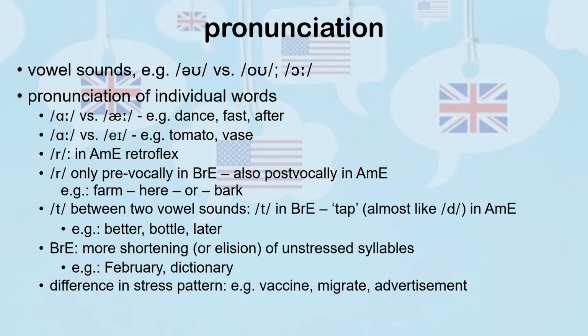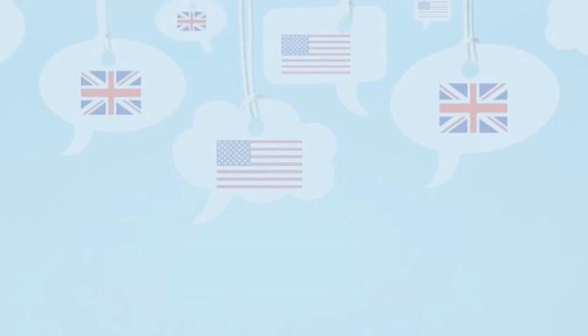There is also very often a difference in stress pattern in words. In British English, for instance, we talk about a vaccine. In American English, that's a vaccine. In British English, you'd pronounce the verb migrate. In American English, that's migrate. A British English advertisement is in American English advertisement. So plenty of differences there.